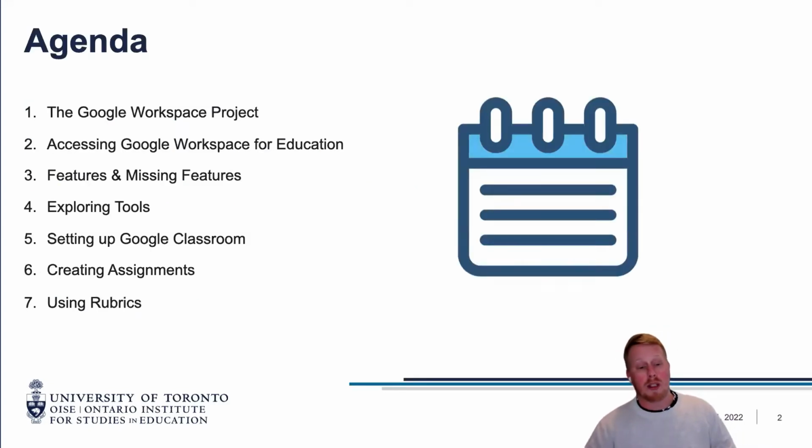So for the agenda today, the first thing we're going to talk about is what the Google Workspace for Education project is, how you can get access to it if you haven't already, and what some of the features are that are available and which ones aren't available. And again, depending on the school boards you do your practicums in, you may have different features. We're going to explore some of the basic tools today, and I'm going to show you how you can set up a classroom. We'll create an assignment and attach your rubrics to that assignment.